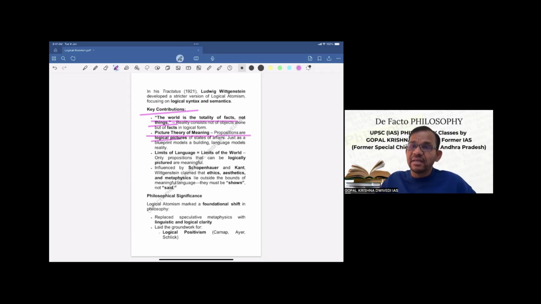If atomic facts are there, atomic propositions will become pictures of them. So whether they are complex propositions or atomic propositions, they are logical pictures of the states of affairs existing in this world. Just as a blueprint models a building, language models reality. That was the main emphasis of these thinkers, that language models reality.